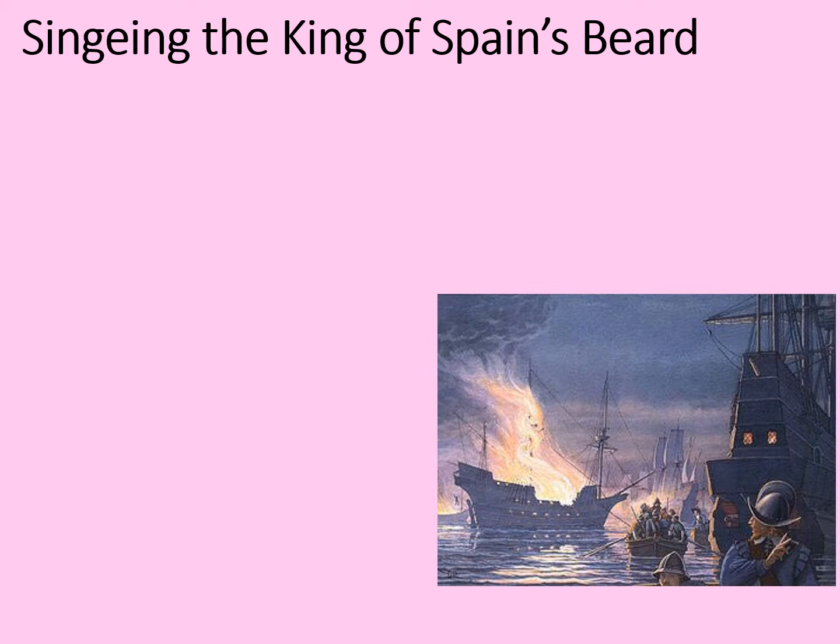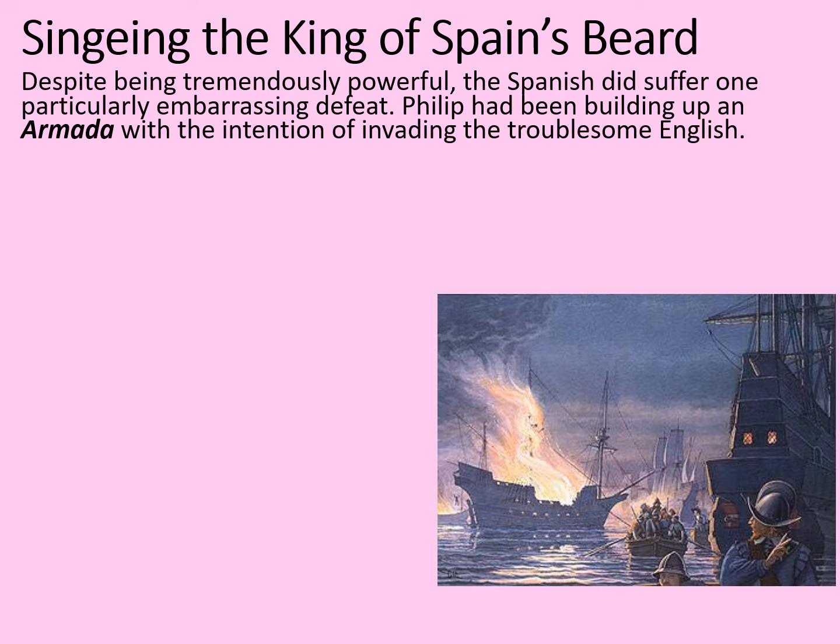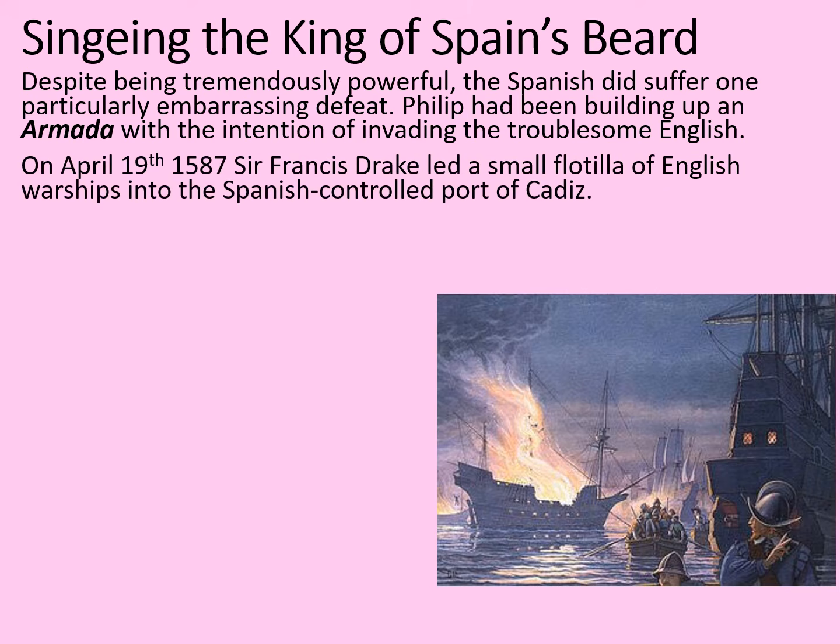There was one particular English victory, though. Despite being tremendously powerful, the Spanish did suffer one particularly embarrassing defeat. Philip had been building up an armada with the intention of invading the troublesome English. On April the 19th, 1587, Sir Francis Drake led a small flotilla of English warships into the Spanish-controlled port of Cadiz. This is an event that's since become known as singeing the King of Spain's beard.